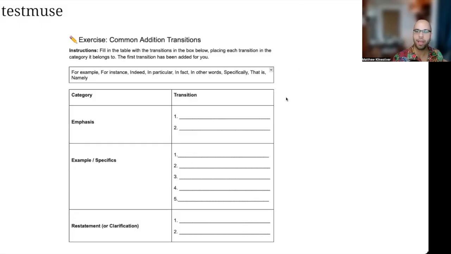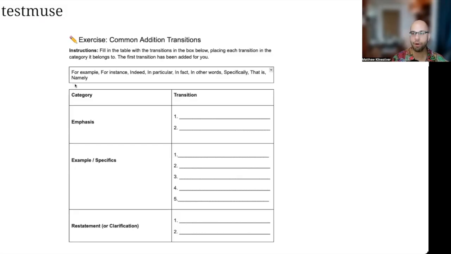Okay, so now we're going to look at a little exercise similar to the one that we did earlier in this lesson. We're just filling in these categories. If you want to pause the video here and do it on your own or do it in the textbook and come back, that is fine.